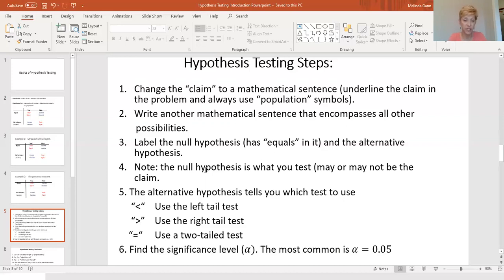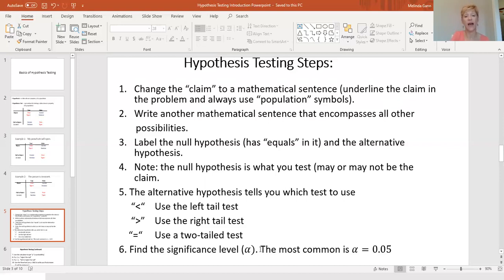And the reason you need two is this. The null hypothesis is always what you test. And the alternative hypothesis tells you which test to use. Now, some people think that you always test the claim, but you don't. You test the null hypothesis. Sometimes that's the claim, and sometimes it isn't. Okay? Now, you look at the alternative hypothesis. If it has less than, you're going to use something called the left tail test. If it has greater than, you're going to use something called the right tail test. If it has not equals, you're going to use something called a two-tailed test.